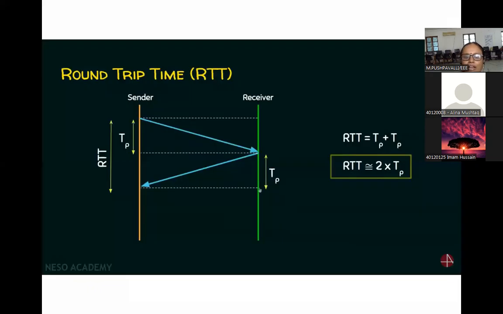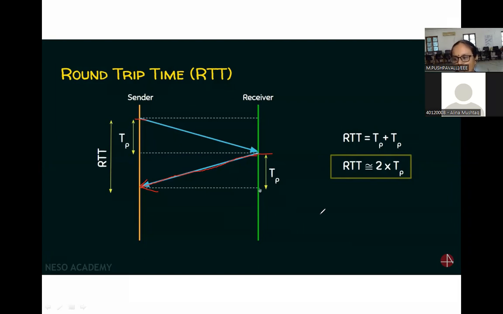At that time, we can use the round trip time formula, which is approximately equal to 2 × TP. How do we arrive at this formula? This is my packet delivery time, that is the propagation time. Here the original packet is transmitted and then the acknowledgement comes back. That time is my round trip time, RTT.